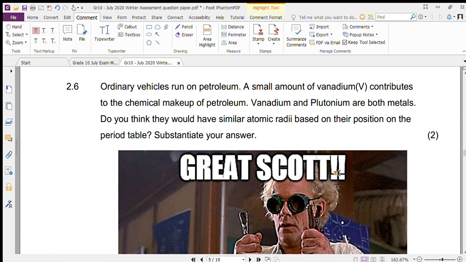So if you said yes, both transition metals, I would have given you 2 marks. If you had said no, there's an energy level difference, which means the radius would be different, I gave you the mark. So this question 2.6 was open-ended and argument based.